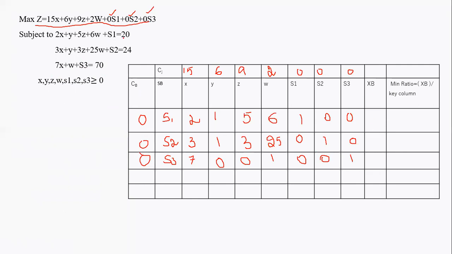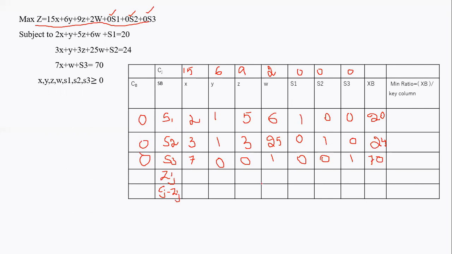Then coming to XB. XB is whatever you get after this equal to sign. So that is 20, then 24, and then we have got 70. These are the XB values. After that, we are supposed to find Zj, and then we want to find Cj minus Zj. So these are the things we are supposed to find now.